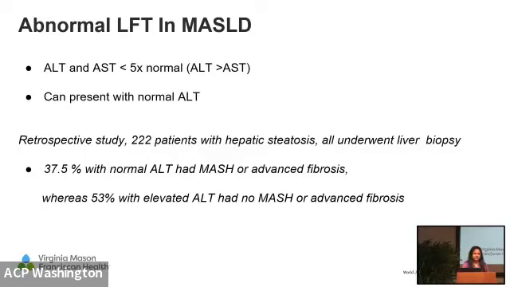In fact, as you can see from this study, which had over 200 patients who actually had a liver biopsy, they showed that 37.5% had normal ALT, but had MASH or advanced fibrosis. In other words, if we just look at the ALT, you're going to miss over 30% of your patients who potentially have advanced fibrosis. And the flip side of it is 53% of those who had elevated ALT actually had no steatohepatitis and had no fibrosis.